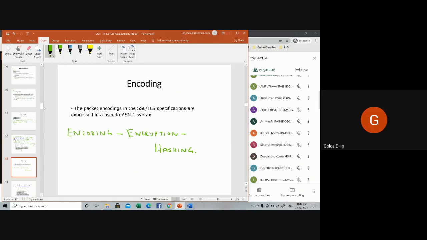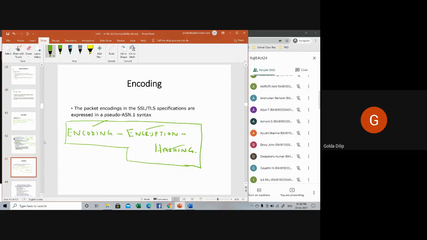Of course I have been briefing about all these things, but I felt at this particular point of time it is very important to understand the difference between encoding, encryption, and hashing. Can anybody explain what is the difference between all these? What is encoding, what is encryption, and what is hashing?